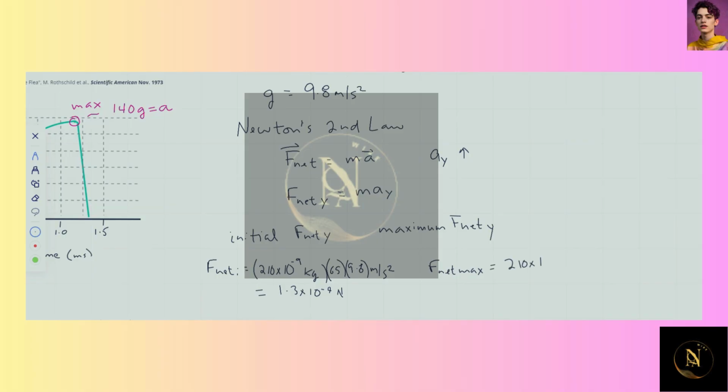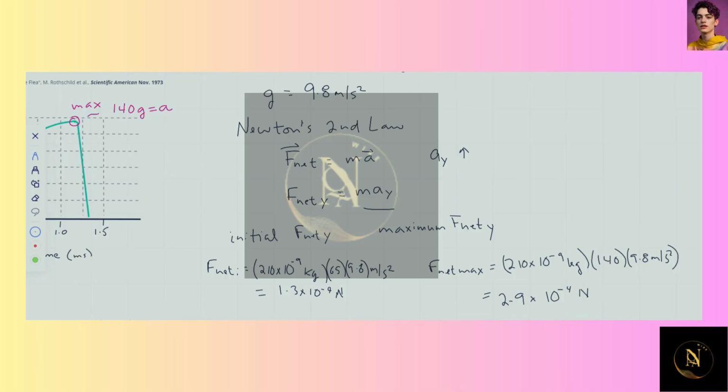So we take the bug's mass, and we're simply doing that calculation, times 140 times 9.8 meters per second squared. And we will get the force in newtons. Let's see, and that's 2.9 times 10 to the minus 4 newtons.